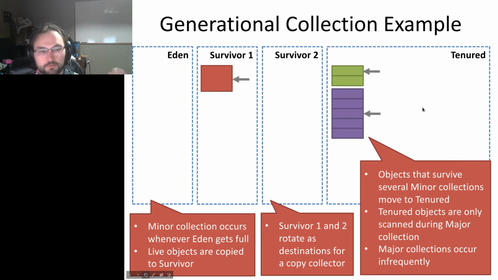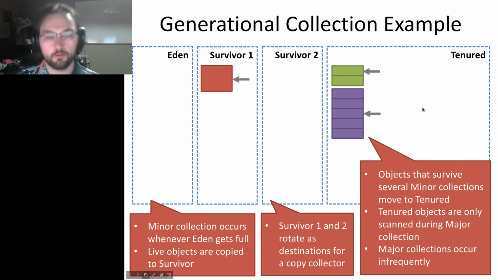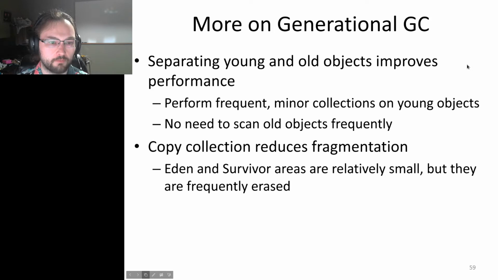And that is a reasonable portrayal of what a single-threaded, modern-ish garbage collector would look like. So with this, we're getting a separation of young and old. We're taking advantage of copy collection. All the benefits of copy collection show up in this system.